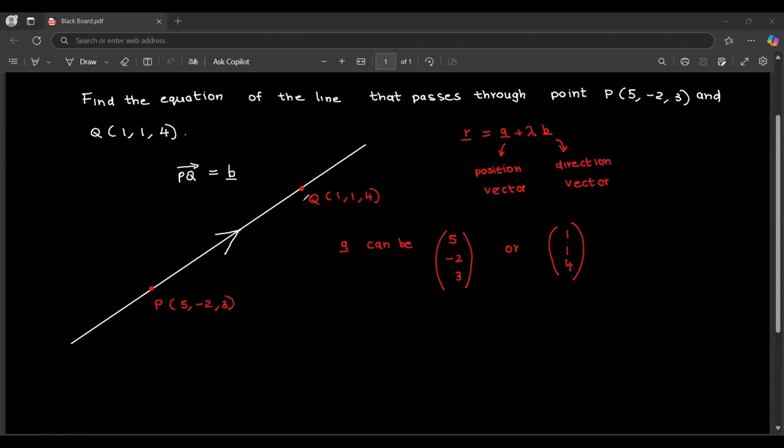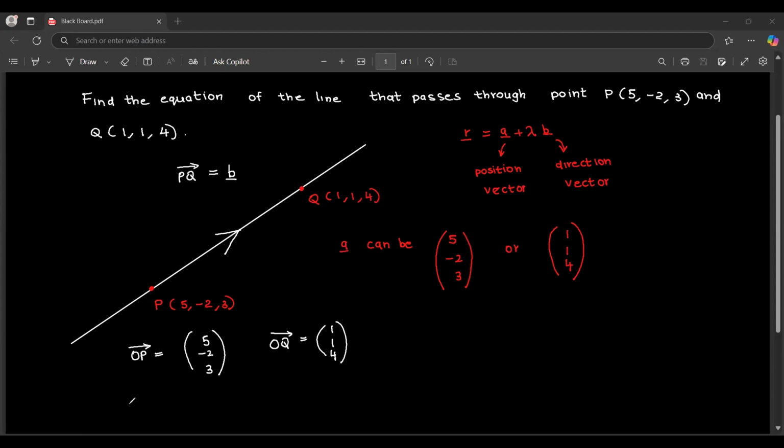So how can I find PQ in this case? Think of this. P is a point, and if it has a position, then I can say OP = (5, -2, 3). Similarly, I can say OQ = (1, 1, 4). Both of them have position vectors. Now I can easily find PQ.